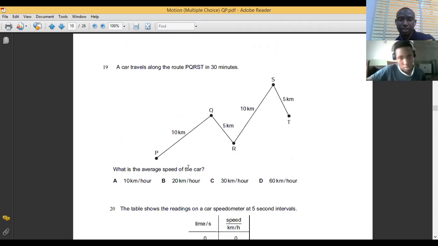A car travels along the route PQRST in 30 minutes. What's the average speed of the car? 20 kilometers per hour, B. Are you sure? 10 kilometers per hour, A. No. Average speed of the car. 60 kilometers per hour.